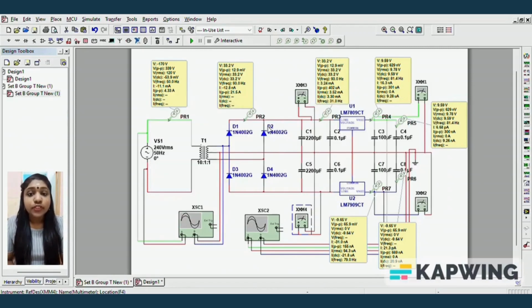Finally, the yellow boxes show the current and voltage for the components in the circuit. For example, the voltage and current after the diode D1 is 33.2 volts and negative 12.8 nA respectively. The measurement for other components like the capacitor is shown in the yellow boxes too.